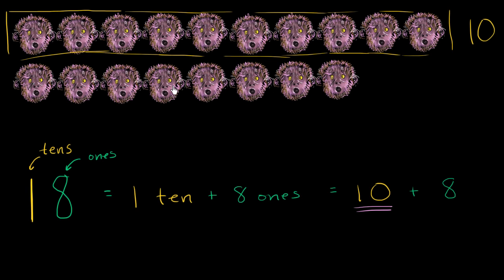1, 2, 3, 4, 5, 6, 7, 8. So we started with 10. We added 8 more monkeys to get to 18. And once again, how did we first think about that? Well, 18 is 1 ten plus 8 ones, or 10 plus 8.